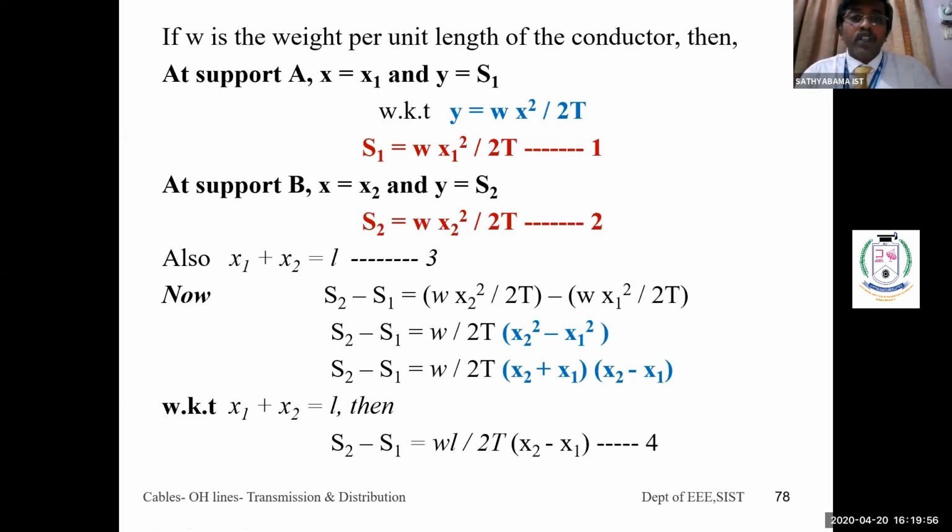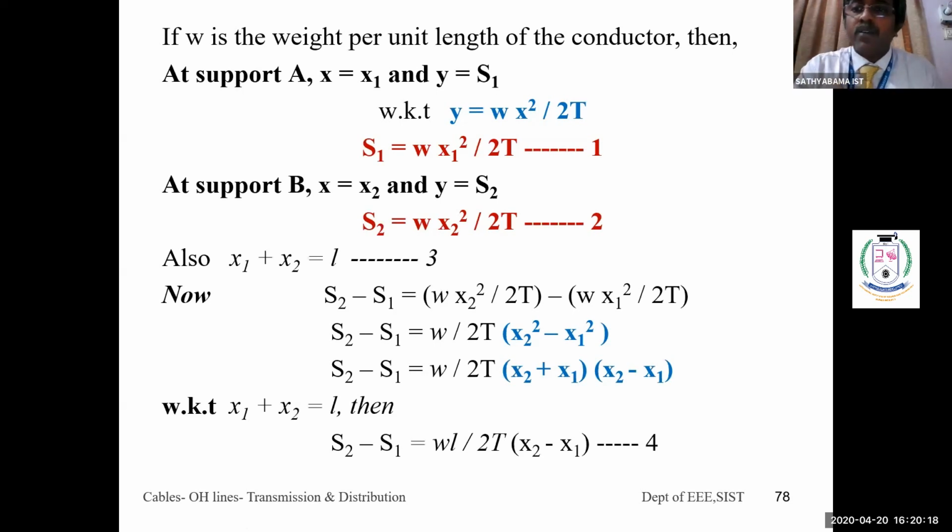Sag S2. While substituting, you will get equations 1 and 2. Now you have to calculate your S1, S2. How are you going to calculate? First we have to calculate X1 and X2. If you find X1 and X2, we can easily calculate the sag at position A as well as the sag at position B.